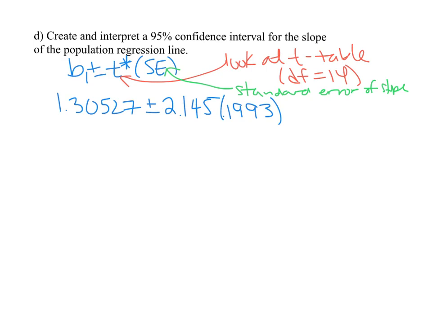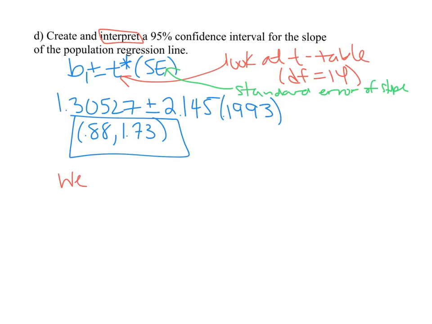So then you do have everything available. The only thing you're going to really have to do any work on is the t-table part. Then you're going to go ahead and do the interval. You end up getting 0.88 to 1.73. You might notice that 0 is not in this interval, which is good. That matches our conclusion. So don't forget the interpret part. If you forget that, you will lose points.